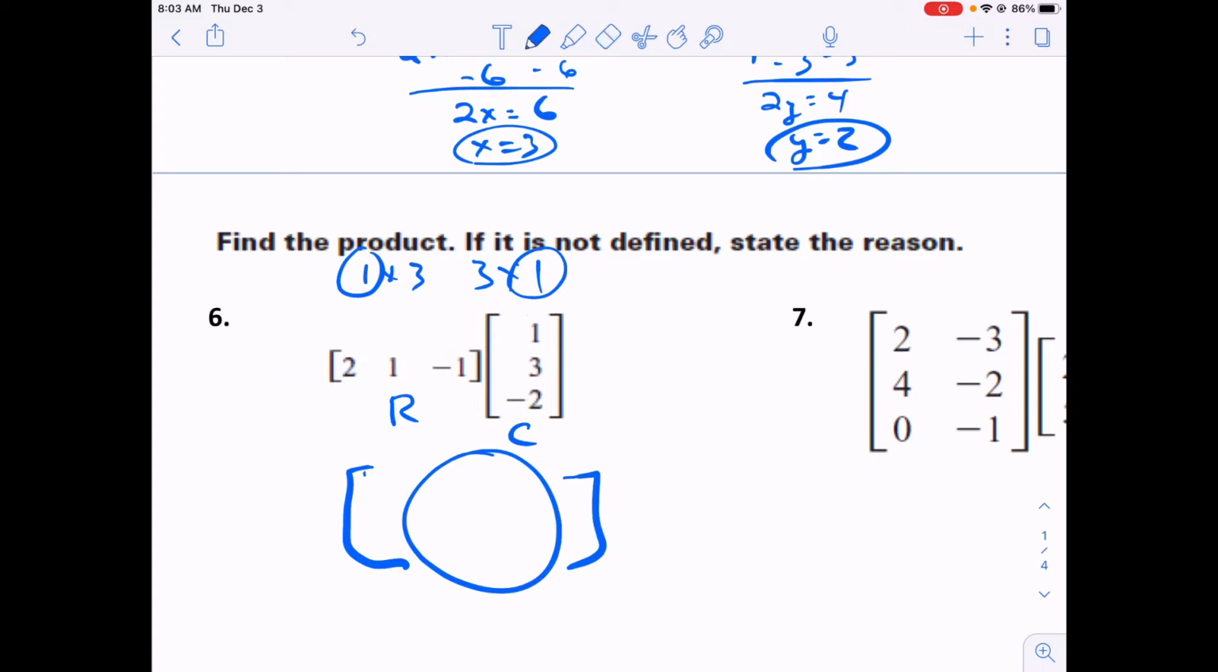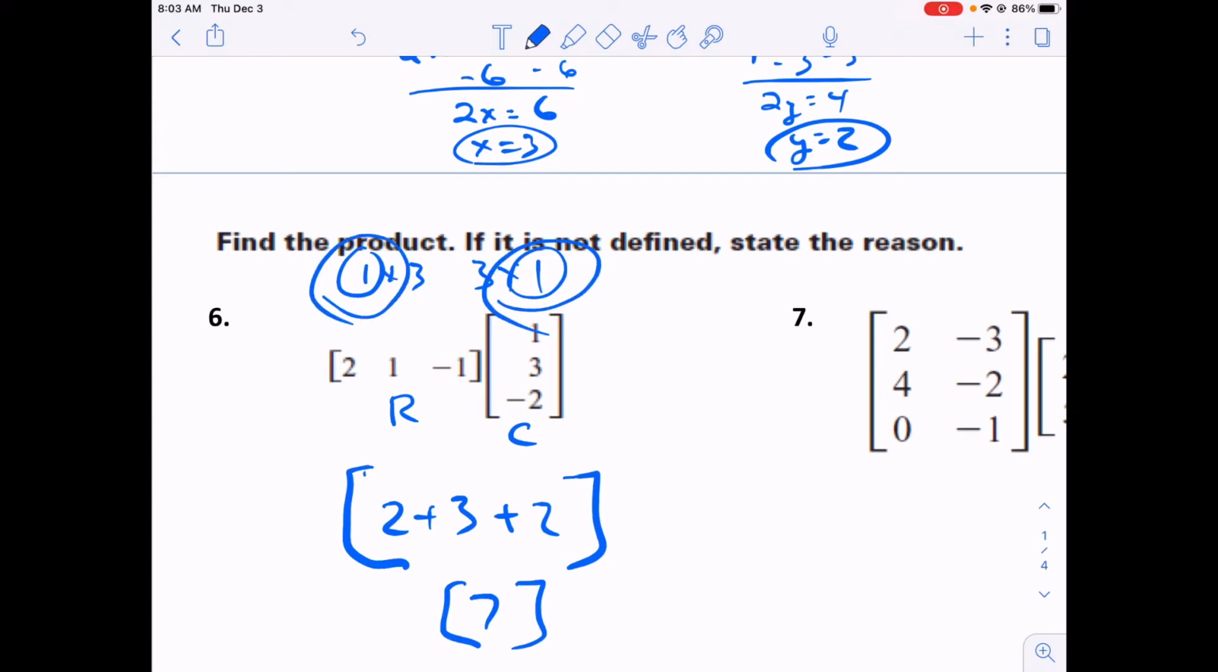All right, here we go. So 2 times 1, oops, let me get rid of this circle. 2 times 1 is 2, plus 1 times 3 is 3, and negative 1 times 2, or negative 2 is 2. So I add that up, I get 4, 7 is the answer. And again, it's a 1 by 1 matrix.